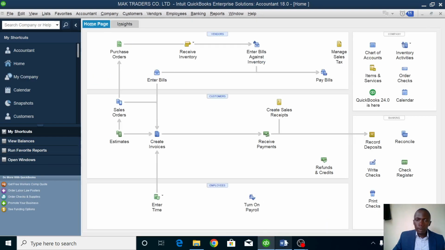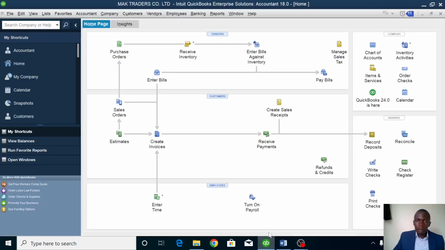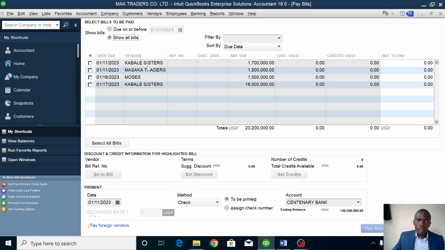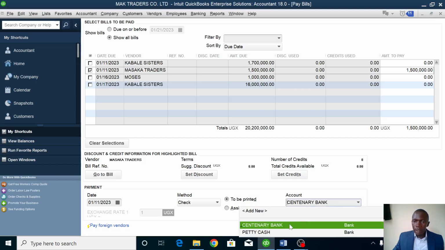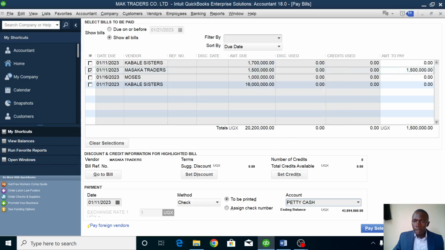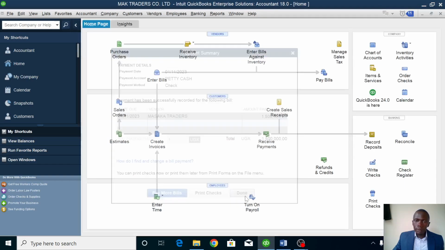So we go back to our question. We are saying January cleared Masaka traders by cash. Then Masaka traders, we go to pay bills. We choose Masaka traders. We click this one. It was paid to 0 balance by cash, meaning we received under petty cash. We say okay. Then we pay selected bills. Say we are done.